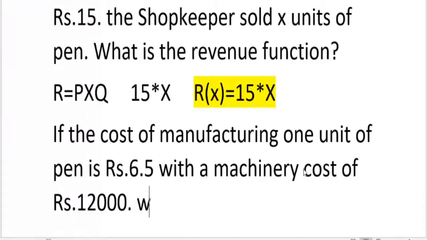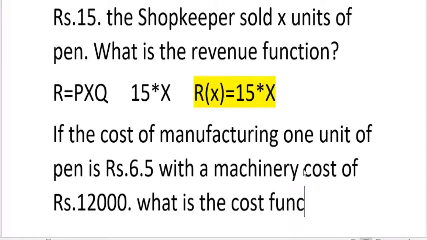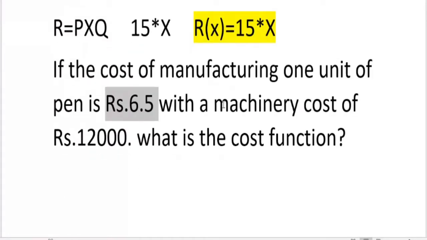What is the cost function? What is the cost function? So if the cost of manufacturing one unit of pen is rupees 6.5, with a machinery cost of rupees 12,000, that is production cost. Machinery cost here stands for cost of machine. और ये manufacturing cost क्या है? Production cost. So if the cost of manufacturing one unit of pen is rupees 6.5 with a machinery cost of 12,000 rupees, what is the cost function?